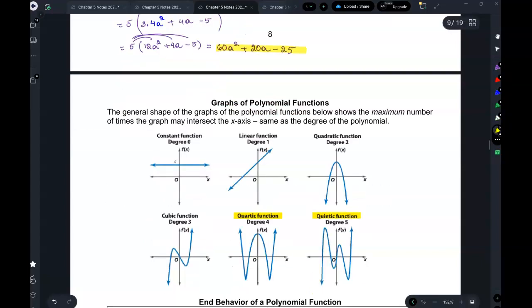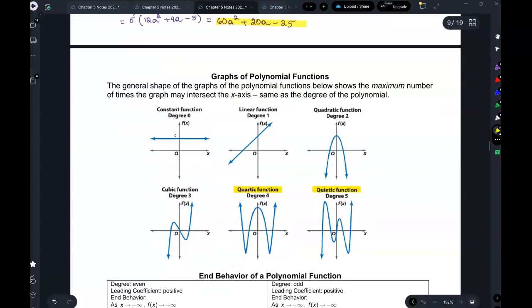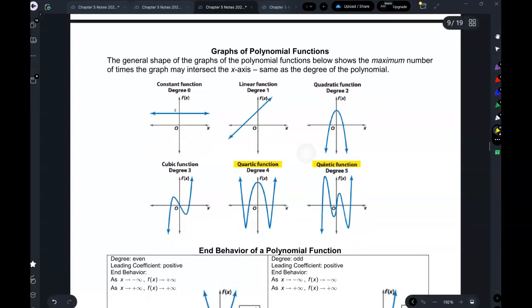Okay. All right. So let's talk about graphs of functions. We just talked about degrees, right? The degree is the highest exponent. Whatever the degree is, basically, that's how many times the graph can cross the x-axis. So look, if you have a degree of 0, it doesn't cross the x-axis. If you have a degree of 1, that's a linear function. So for example, if you have y equals 2x plus 5, right? What's the degree here? 1. When you graph this, it crosses the x-axis once.